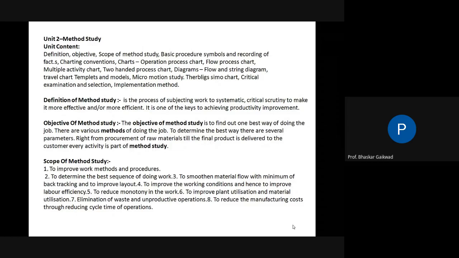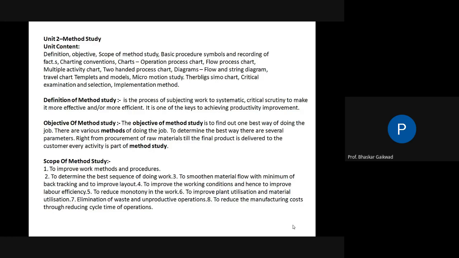But which is the best method for manufacturing that product? For example, a link of the conveyor we can manufacture in three ways: by casting, by forging, or by press tool. Which is the best way to manufacture this? That you have to think. And on what basis will you decide which is the best way, where the cost will reduce? So this is the first objective of method study, the best way of doing a job.